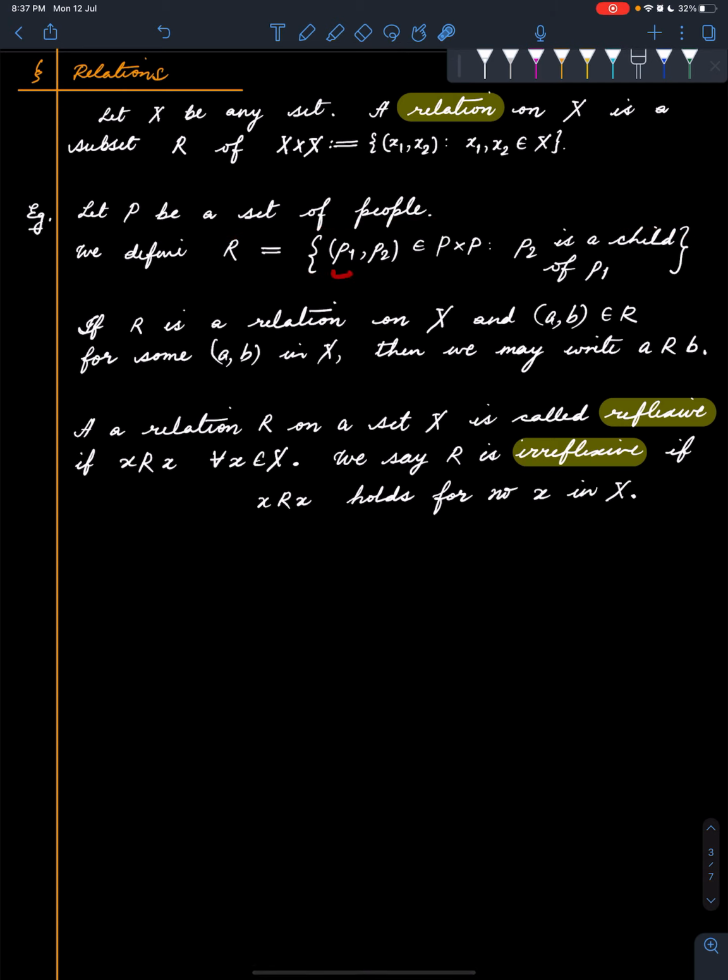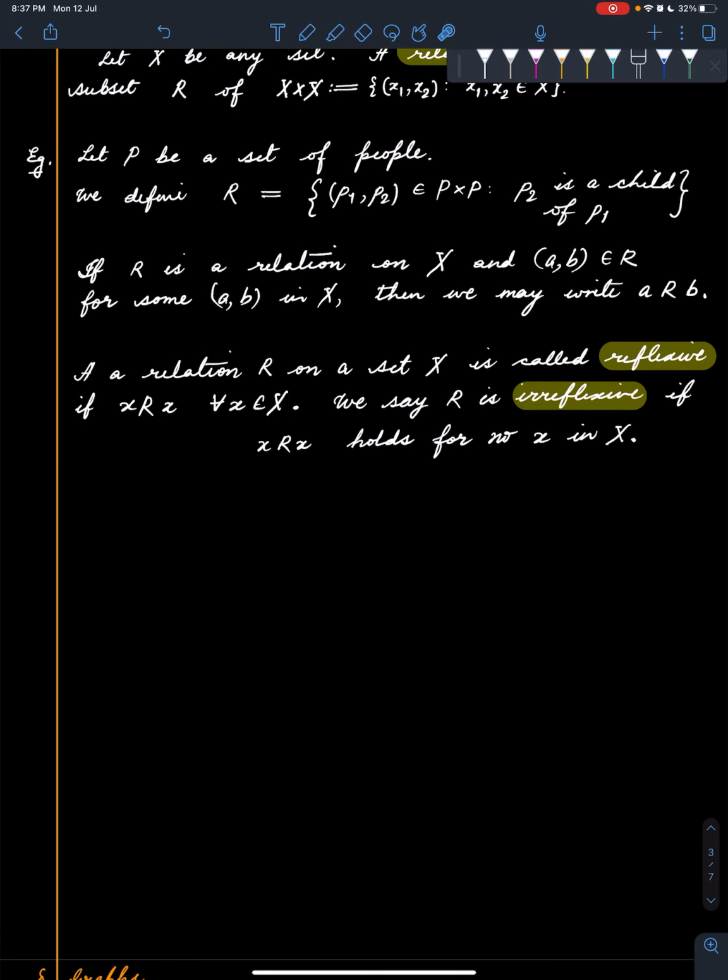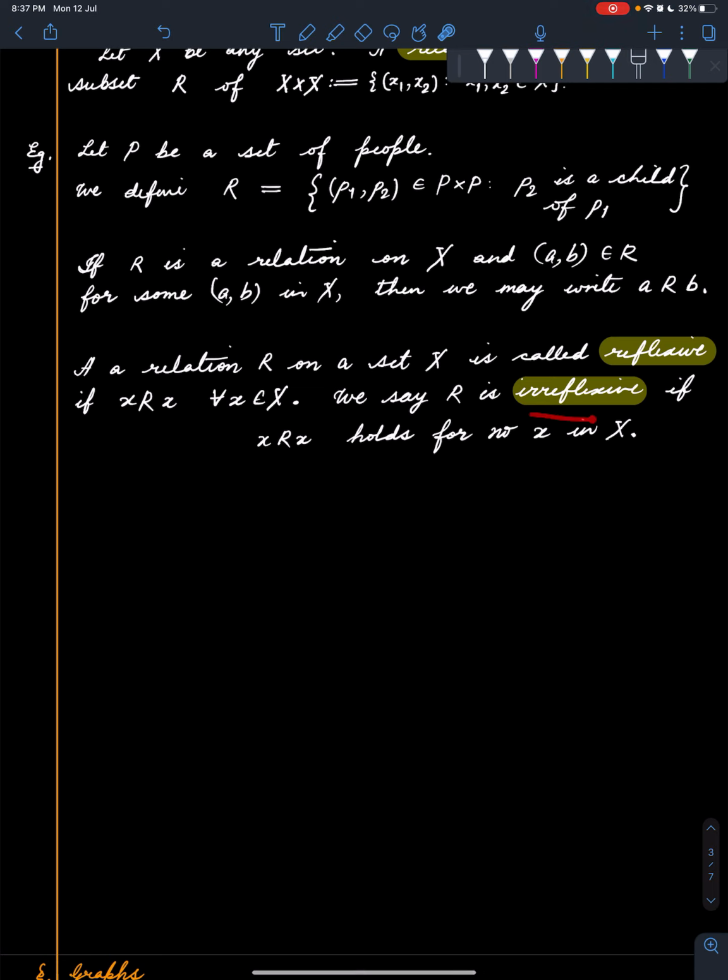A person cannot be a parent of itself, or himself, herself. Right? You cannot have (x, x) or (P, P) in this set, because that would mean P is a child of P, but that's absurd. So that's an example of an irreflexive relation.